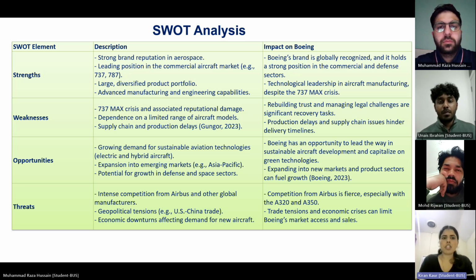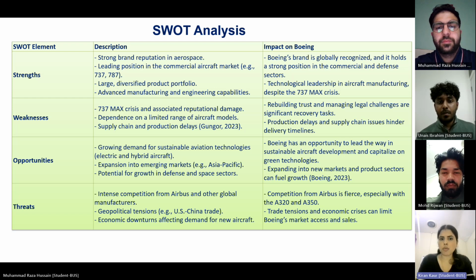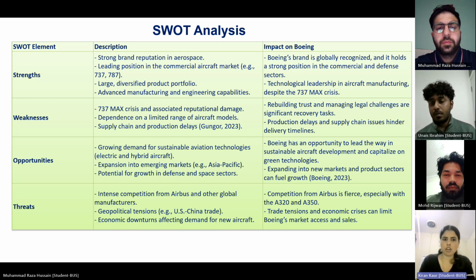And the weakness after the 737 MAX crisis, and the associated reputational damage, is the total dependence on a limited range of aircraft models. It also disturbs the supply chain and causes production delays. But it also comes with an opportunity. Boeing has the opportunity to lead the way in sustainable aircraft development and capitalize on green technology.